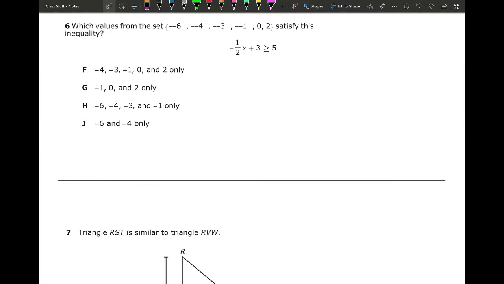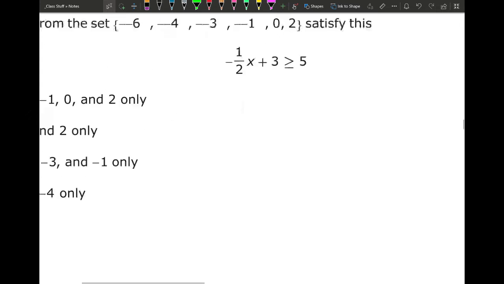Number 6, which values from the set satisfies this inequality? So, inequalities, we did problems about inequalities earlier in the previous video, and today is no exception. So with inequalities, the only way to do this one is to solve it. Yeah, let's go ahead and solve it. If we solve this, let's see, inequalities.